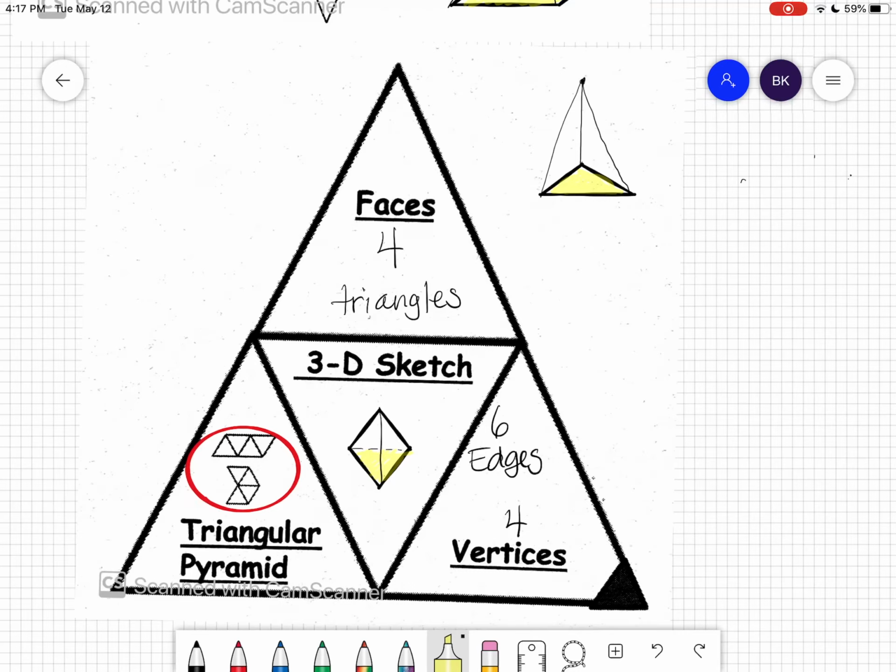So again, basically this face folds in, this one they fold up, and then create this vertex, and this vertex. They all meet at the top, right?